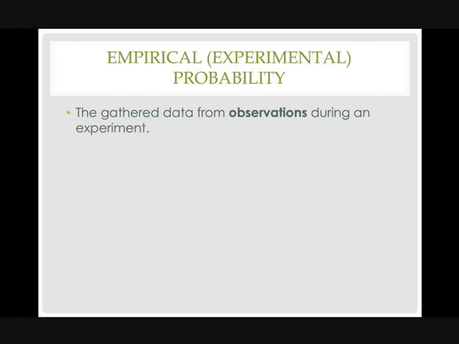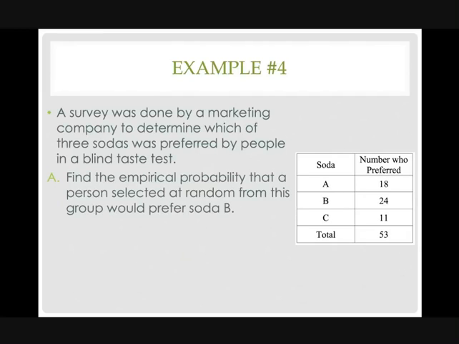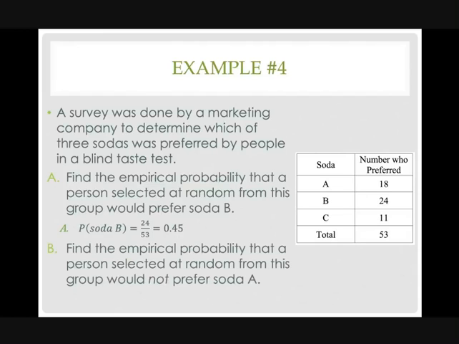Empirical or experimental probability is the gathering of data from observations during an experiment. Example 4. A survey is done by a marketing company to determine which of 3 sodas was preferred by people in a blind taste test. Find the empirical probability that a person selected at random from this group would prefer soda B. The probability of soda B occurs for 24 out of 53 of the total people. So that occurred 45% of the time.